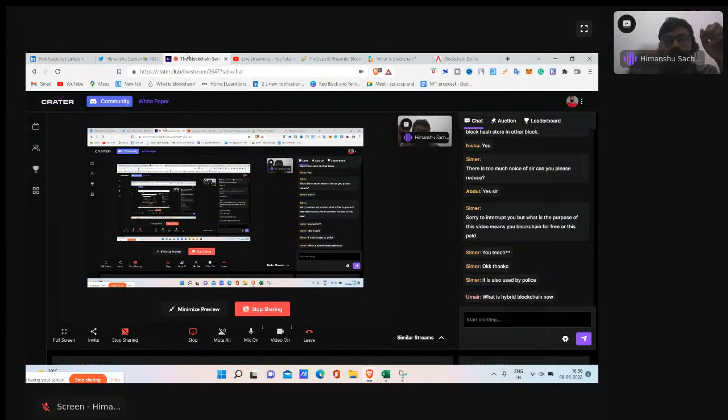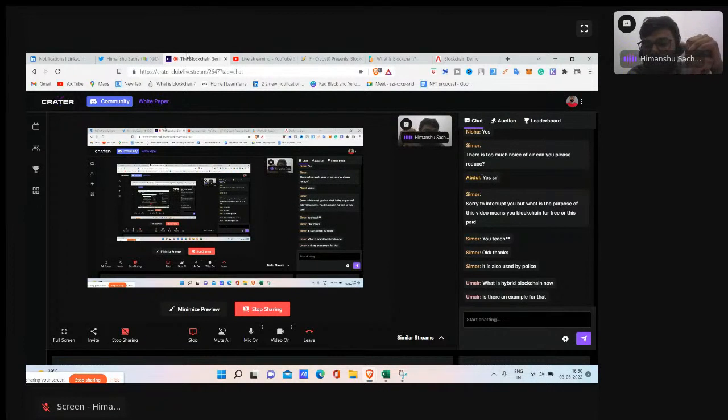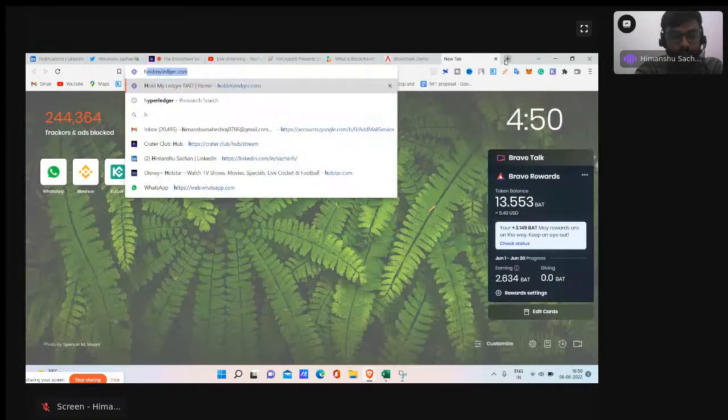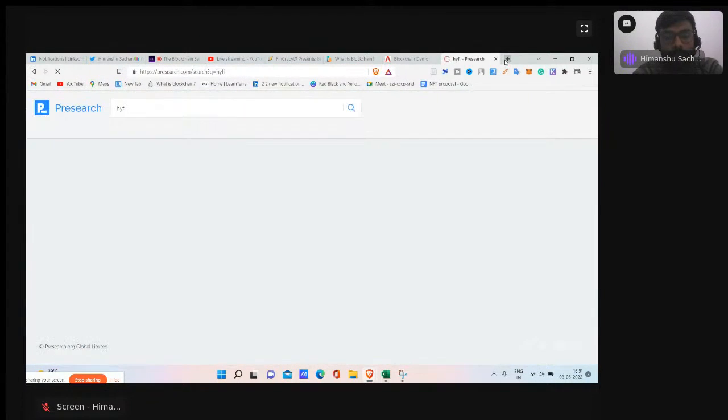A hybrid blockchain is basically a mix of private and public blockchain. This is a new concept that was recently introduced in the market. It is not completely private, it's not completely public, it's a hybrid blockchain. A lot of new companies are starting to use this hybrid blockchain. Hi-fi is an example. There is a blockchain called the Hi-fi blockchain, and Hi-fi is a hybrid blockchain.